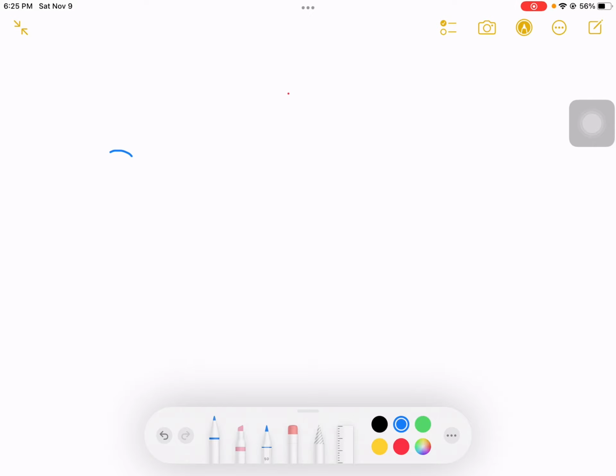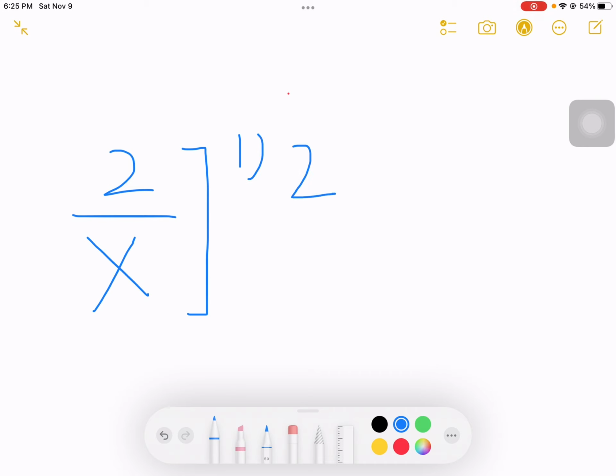The derivative of 2 over x. Now, there's two ways you can do this. You can use the quotient rule, or you can use another method that I will show you in a second here. Both are good ways because it's a way to check your answer. So let's go to number 1.